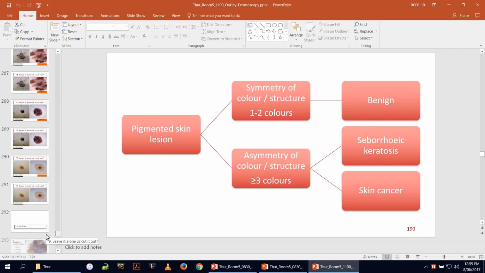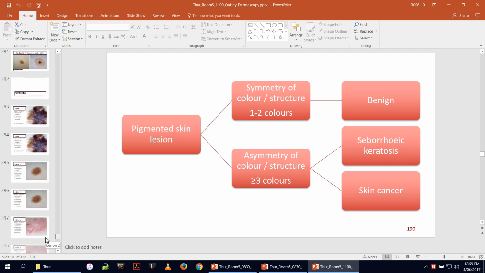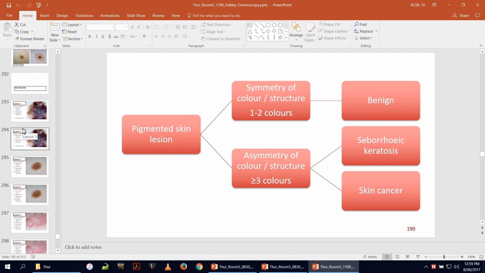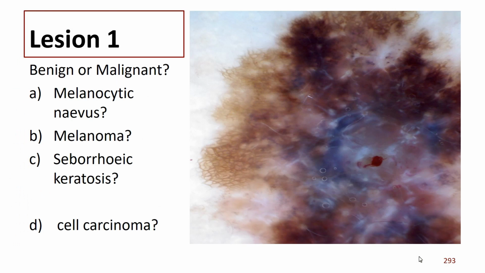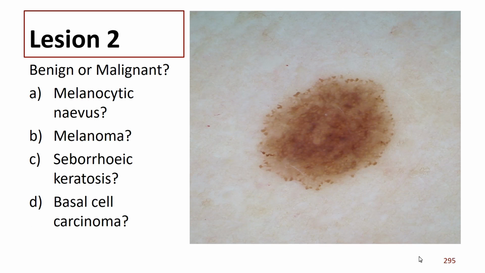I want to go to the quiz and see whether it has been helpful at all to turn up this morning. Okay, hands up for A, nevus, B, melanoma, C, seborrheic keratosis, or D, cell carcinoma. That's supposed to be basal. I don't know what happened to the B. This one, A.